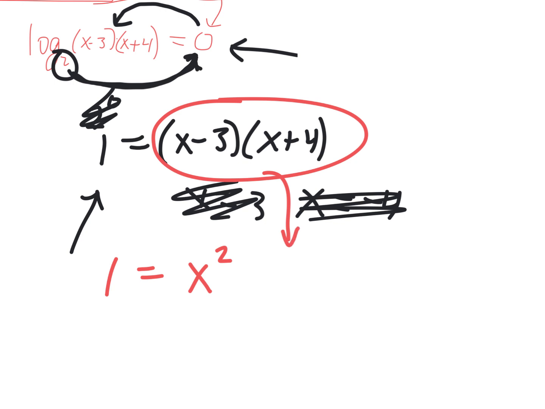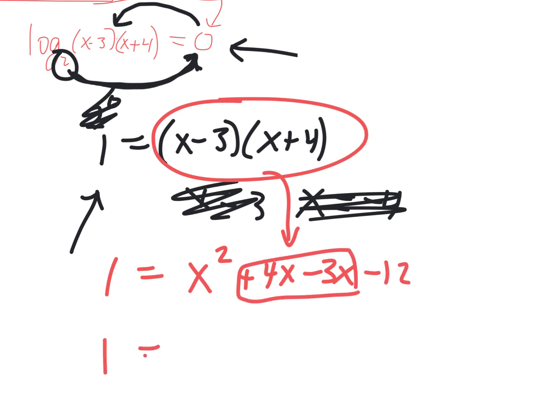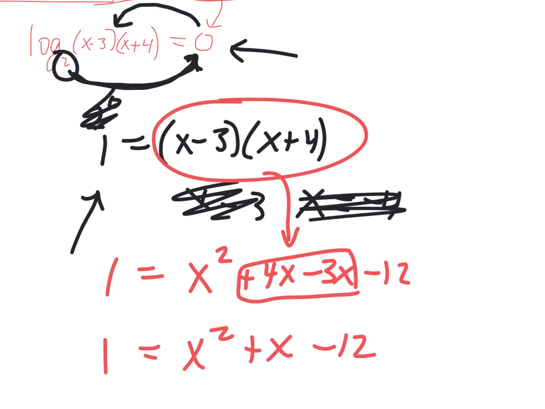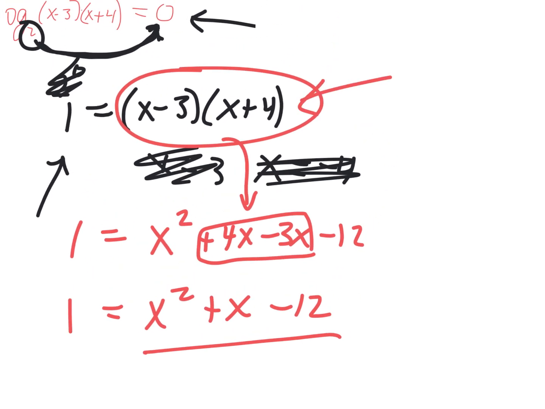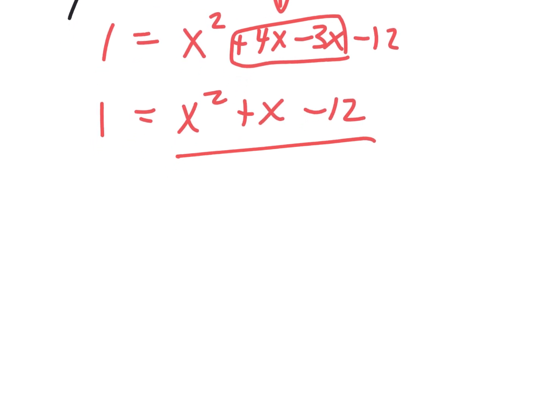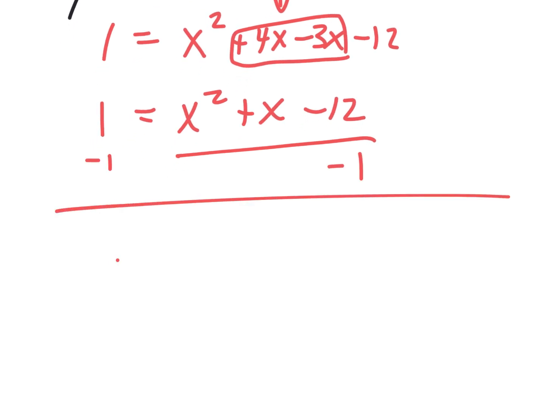Garrett, what'd you get when you multiplied it out? Plus 4x, yep, minus 3x, yep, minus 12. Good. And then you put these 2 together. And you get x squared plus x minus 12. And then if you really, really want to factor this again, but that's dumb because it was already factored in the first place, so no point in that. Subtract 1 from both sides, 0.